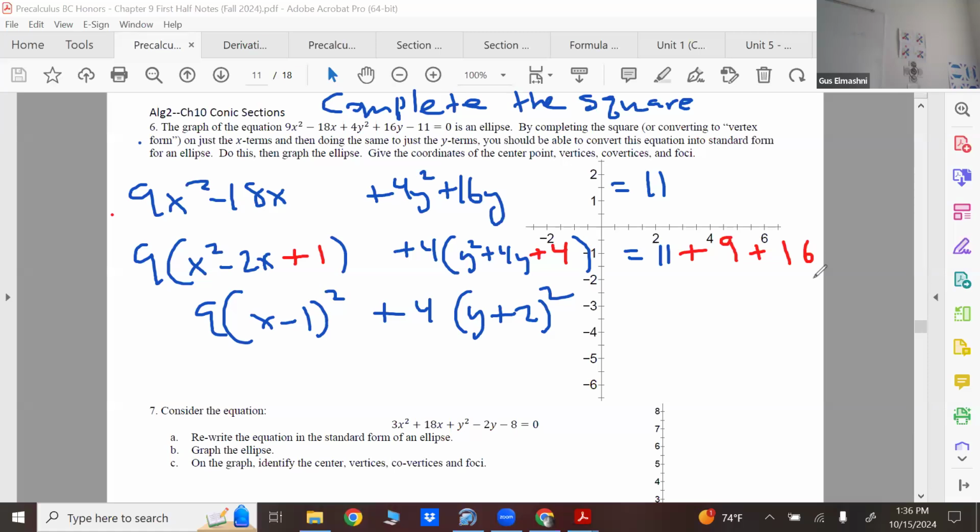What did I introduce over here? Did I introduce 4? No. I introduced 16. 4 times 4 is 16. So we're going to keep it balanced. If I distribute, I'd better get back to the same thing. Right? You always have to be able to retrace your steps in algebra. So you really added 9 and 16, not 1 and 4. So in this case, I get 36 on the right side.